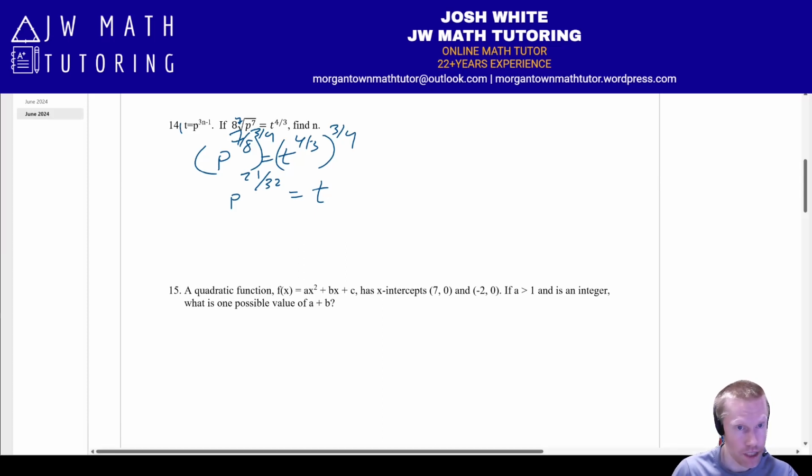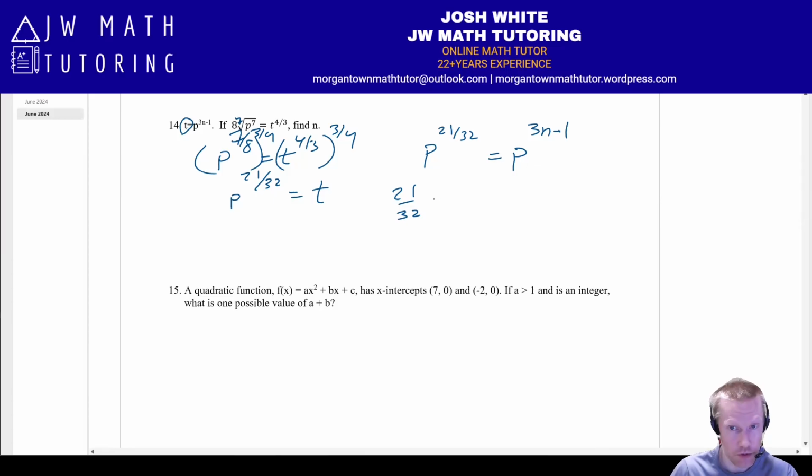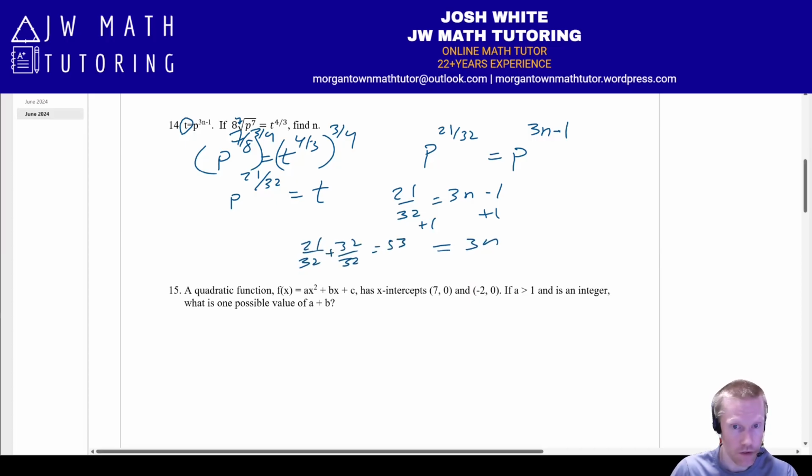Now I can plug that in for t in the first equation. So p to the 21 over 32 equals p to the 3n minus 1. Now these two expressions have the same base, so I can just set the exponents equal to each other. Once you get to this point, we can just solve it in Desmos, or you could do it by hand, doesn't matter. But 21 over 32 plus 1 is like 21 over 32 plus 32 over 32, which is 53 over 32, and then you divide by 3. So n turns out to be 53 over 96. Okay?